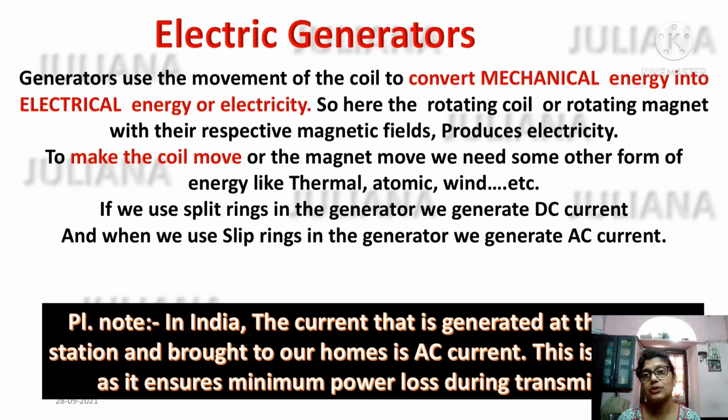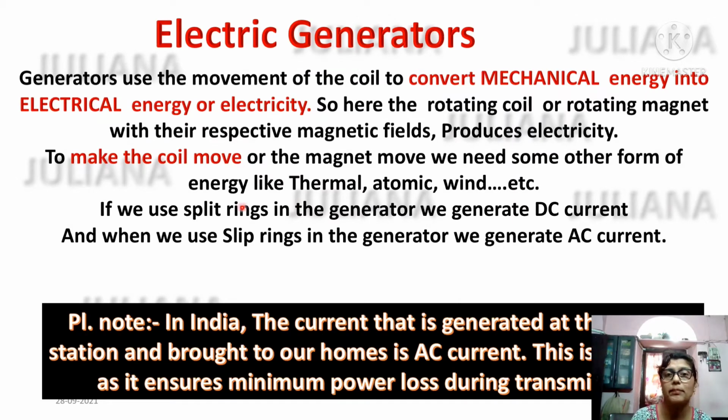Generators use, as I told you, the movement of the shaft, the movement of the axle, converting mechanical energy into electrical energy. So the rotating coil: either we can make the coil rotate or the magnet rotate. It's easier to make the coil rotate in the magnetic field, and continuously rotating that coil in the magnetic field will create electric current. To rotate that coil, we may use thermal, atomic, wind energy, etc.